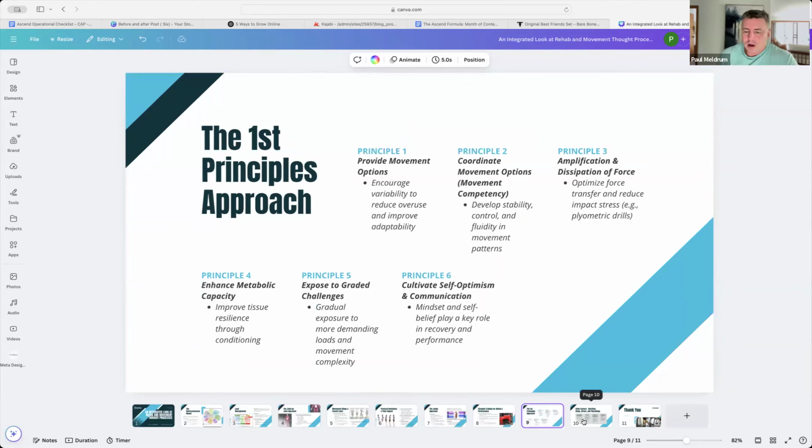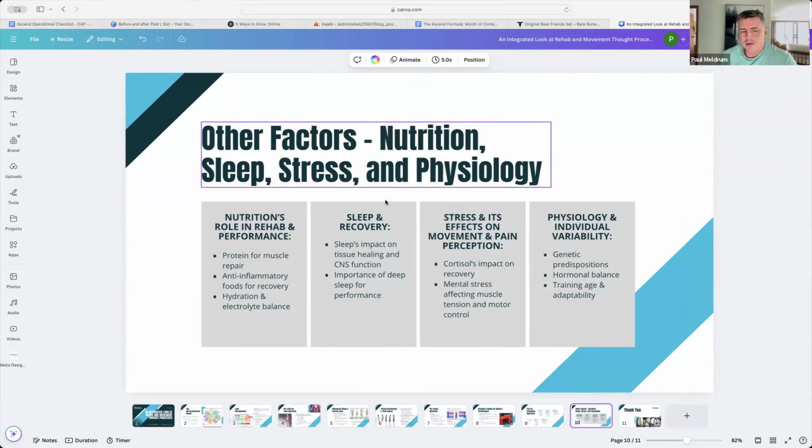So this here, we're not going to worry too much about this last one. This is just the psychosocial stuff, all the things that you can put into a rehab situation for a client. So nutrition, protein, anti-inflammatories, hydration, sleep and recovery, stress and cortisol, and physiological variability and individuality, such as genetic predisposition, rheumatoid arthritis for example, or hormones, etc. This type of stuff we're not going to worry about.